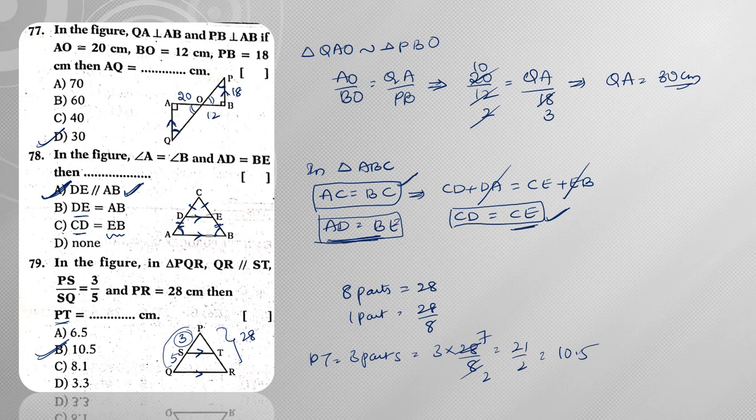Otherwise, you can follow the basic proportionality theorem. What does the basic proportionality theorem state? Since I need the PT value, I can write PS by PQ is equal to PT by PR. So PS is 3 by PQ is 3 plus 5, which is equal to PT, which we don't know, by PR is 28. Right? So 5 plus 3 is 8, this goes 2 times, this goes 7 times. Again, we are going to get the same thing. So likewise we can solve this question.